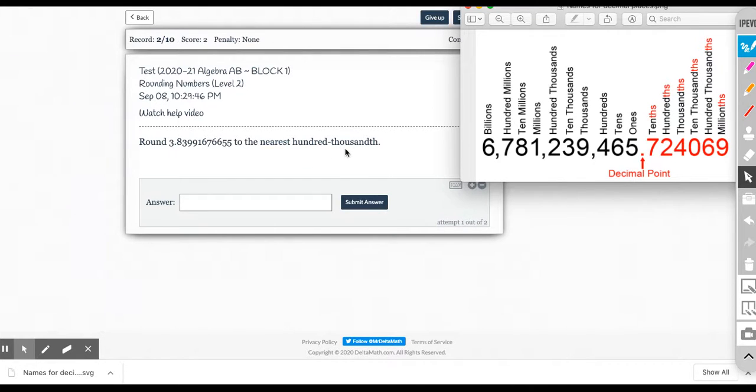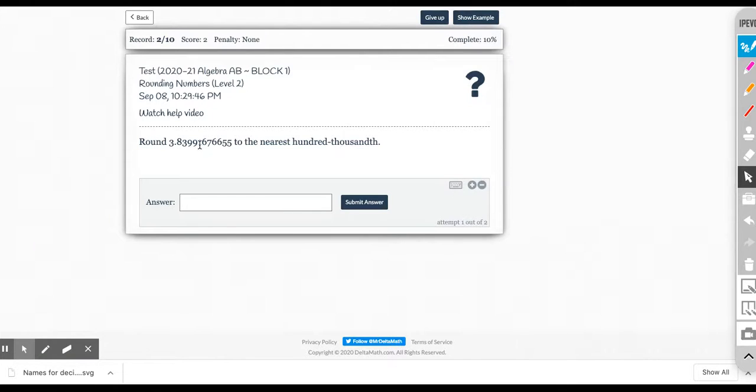So sometimes they do it by name, and this is asking us to round to the nearest 100,000th. So tenth, hundredth, thousandth, ten-thousandth, hundred-thousandth. So the 6, they want us to go 1, 2, 3, 4, 5 decimal places. So on our number, we have 1, 2, 3, 4, 5. We're going to either keep this 1 or raise it up to a 2, and the decider is the 6.